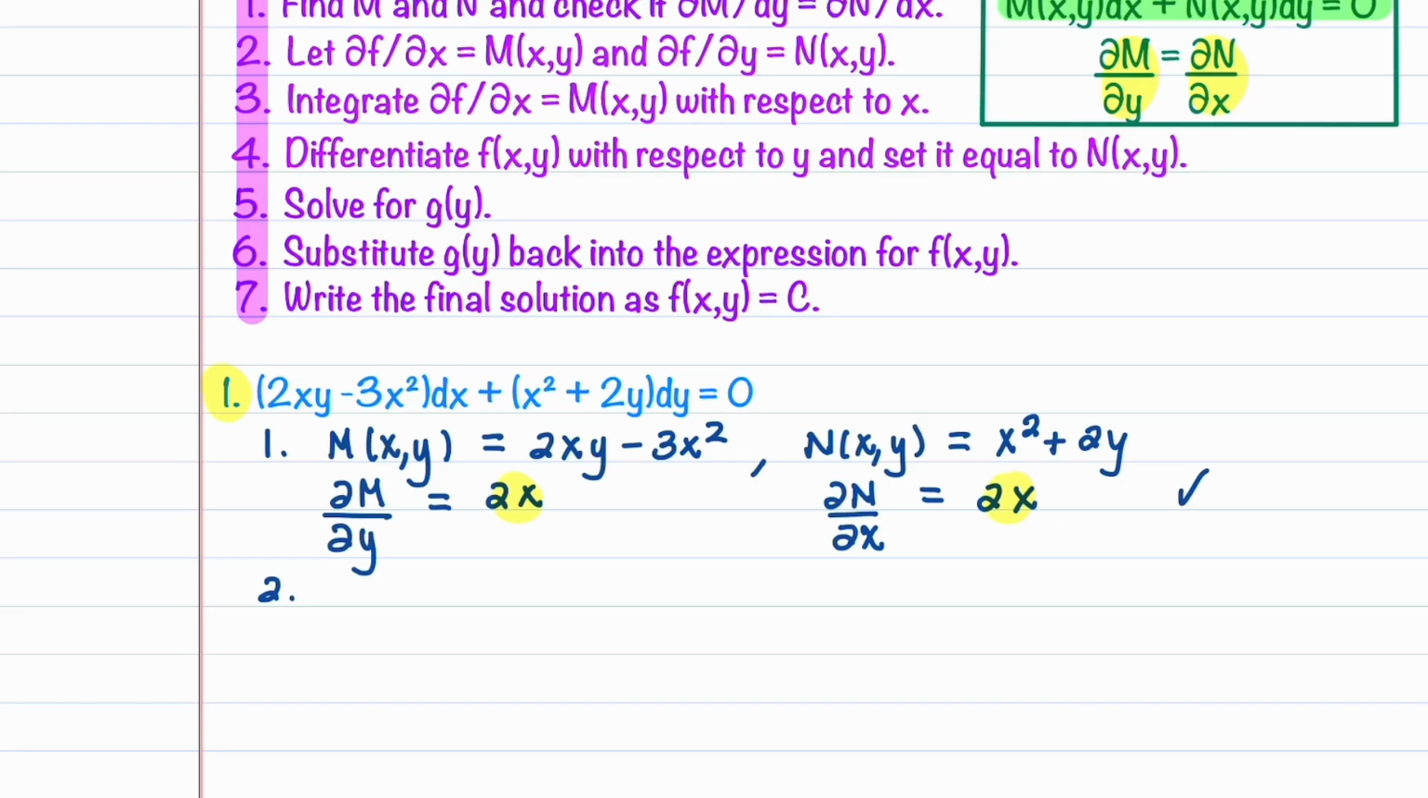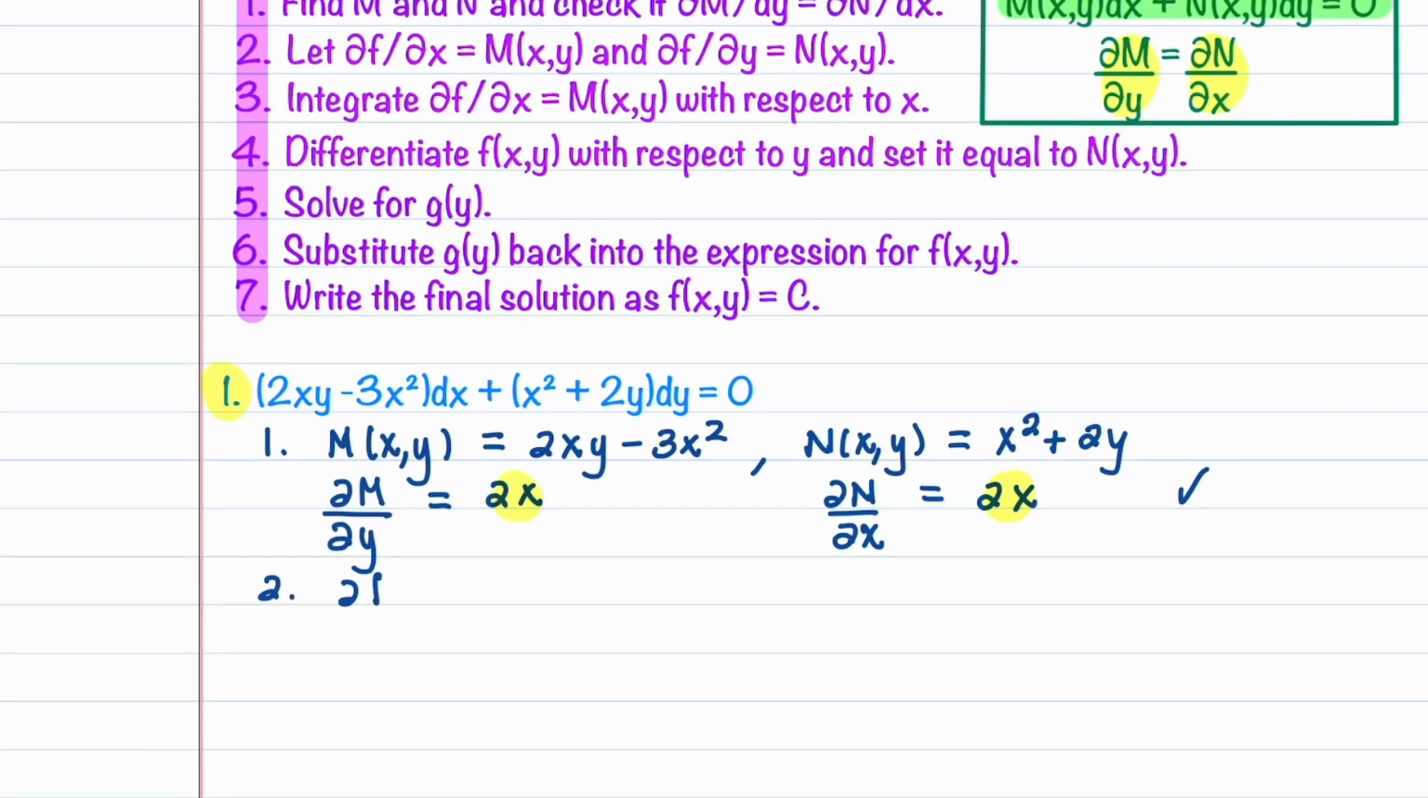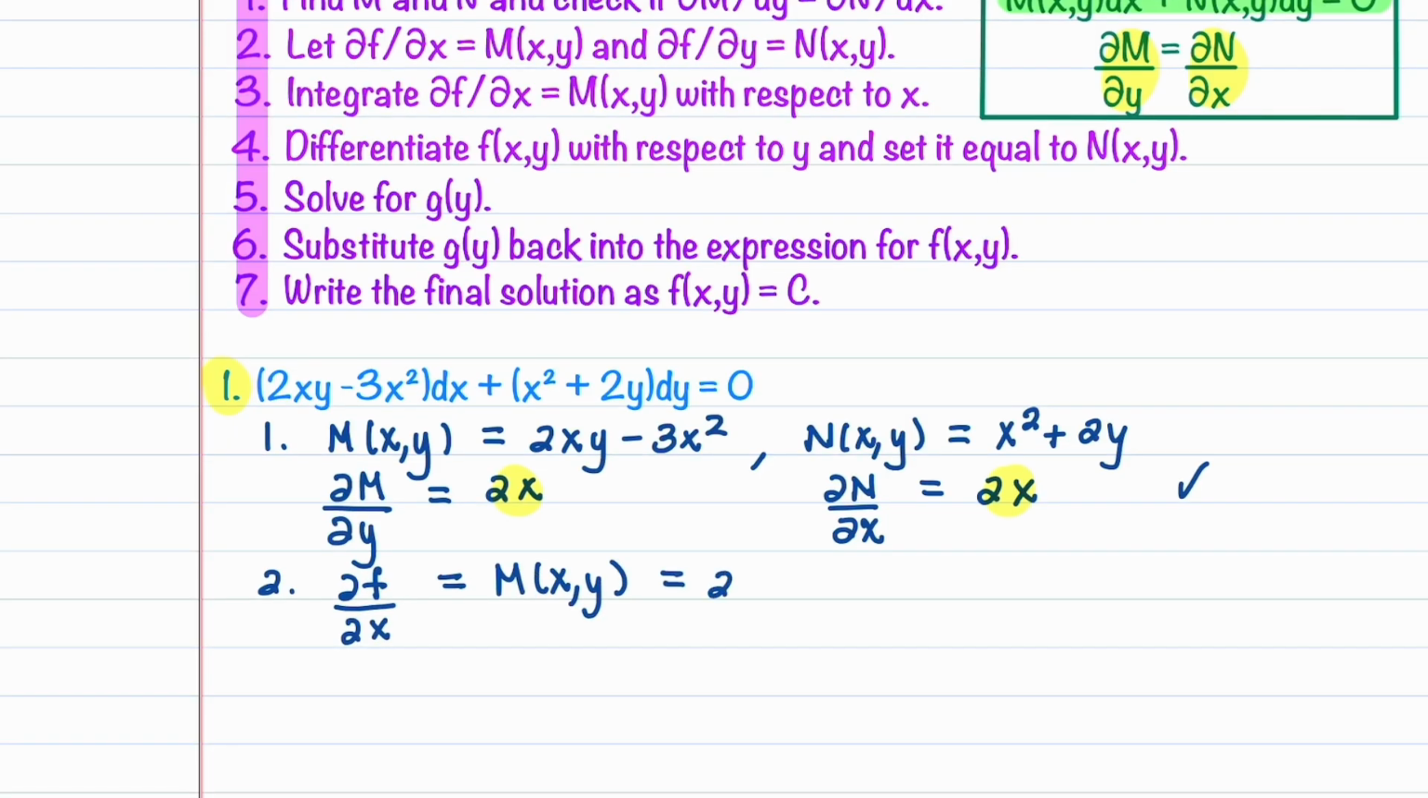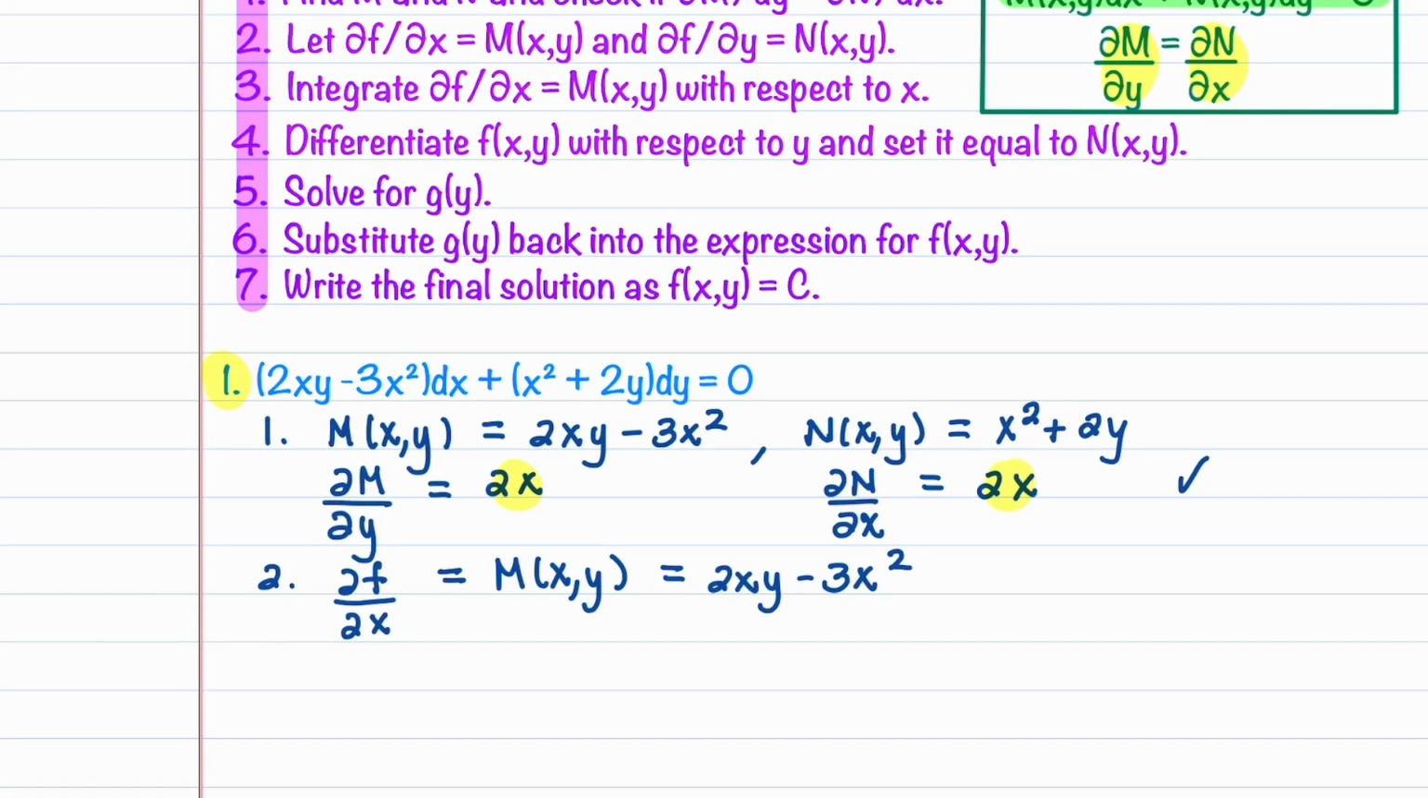In step 2, we're going to let the partial derivative of a function f, which is going to be our solution, with respect to x equal M of x,y, and that is equal to 2xy minus 3x squared. We're going to do the same thing with respect to y. We're going to take the partial of f with respect to y, and we're going to let that be equal to N of x,y, and that was equal to x squared plus 2y.